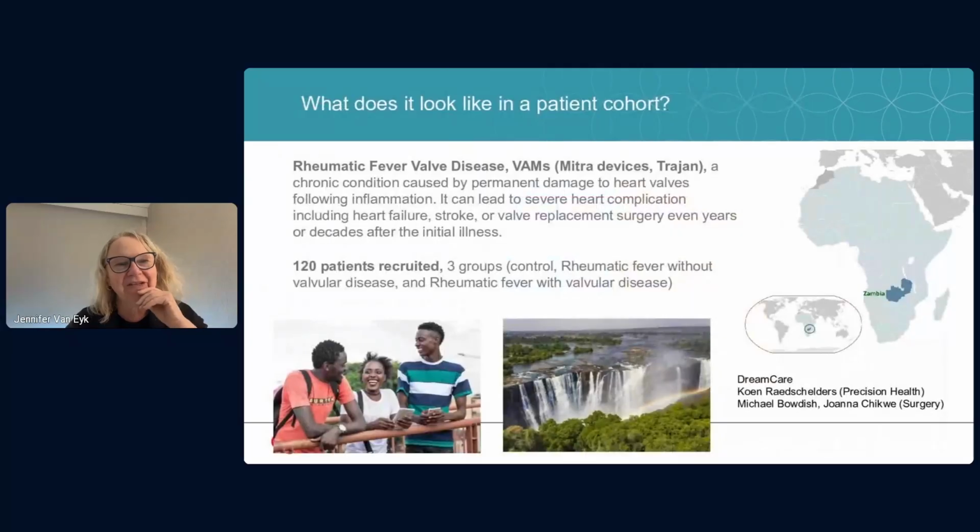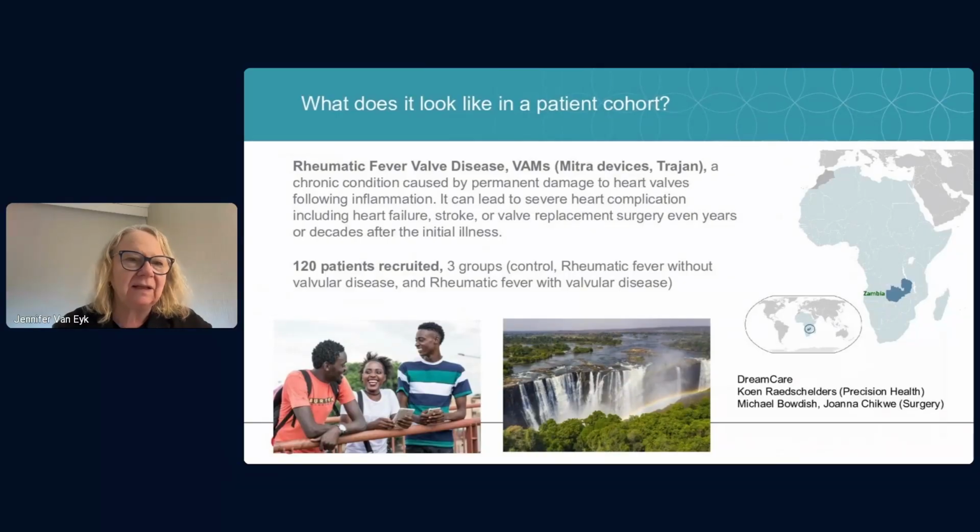Okay, so I'm just going to finish this with a cohort that we're excited about. This is the first one we're using nanoparticles on. This is a cohort coming out of our surgery department here at Cedars-Sinai. It is looking at rheumatic fever valve disease. And of course, if you get rheumatic fever, what happens is you can end up having valve disease, and you have to come in and get your valve replaced.